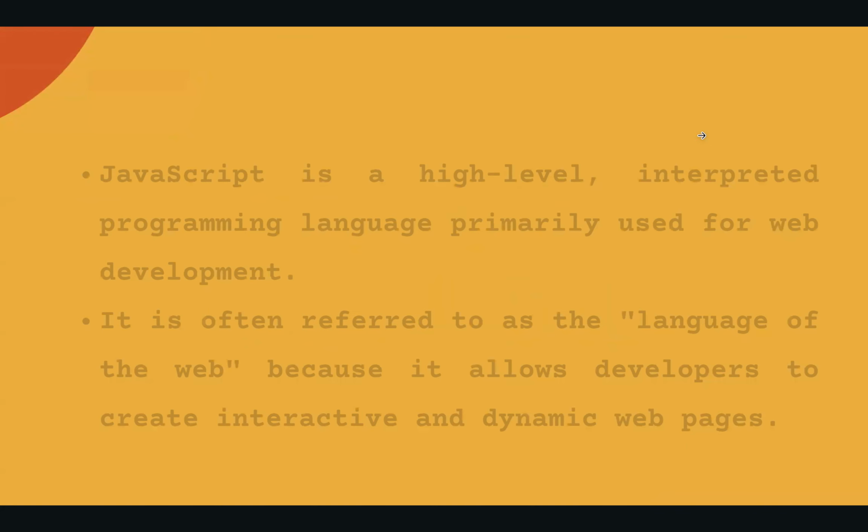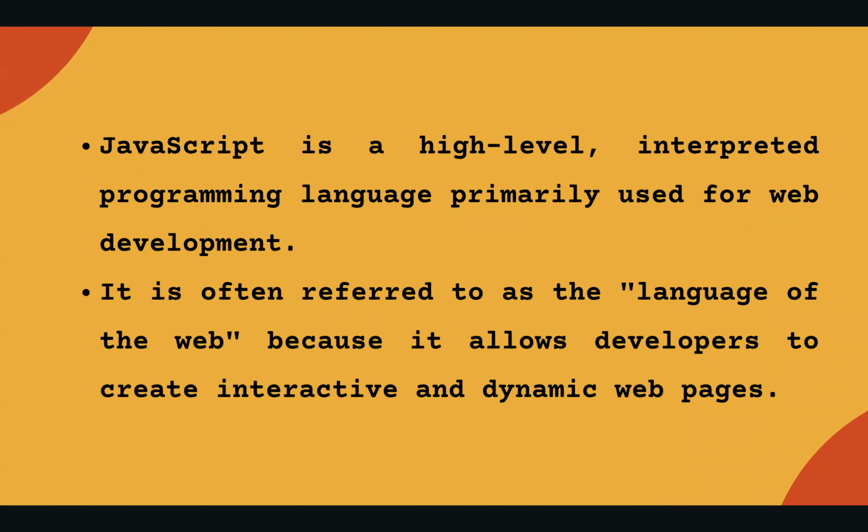So, JavaScript is a high-level interpreted programming language primarily used for web development. It is often referred to as the language of the web because it allows developers to create interactive and dynamic web pages. So, JavaScript is a high-level programming language just like Java and C++. You can easily read the code whatever you have written. Because of that, they call it a high-level programming language.